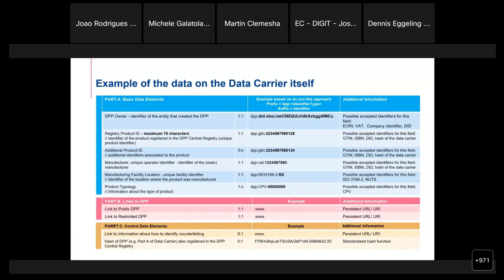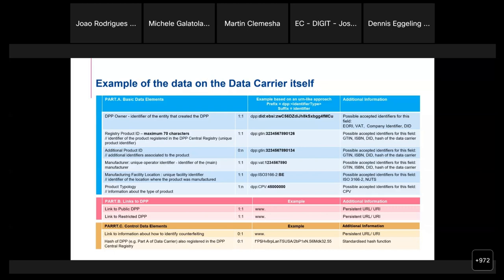The data carrier should also inform about how to obtain the public and the private DPP information, I mean, a link between the data carrier and the online information. As said before, this data carrier should facilitate concrete instructions to identify counterfeiting measures, for example, instructions on how to verify a physical tag that could be stamped on the product. And finally, this data carrier should also facilitate the verification of the authenticity of the DPP. For example, the procedure that we have explained before, by matching the hash of the information that is presented by the data carrier with the hash that is stored in the central registry.